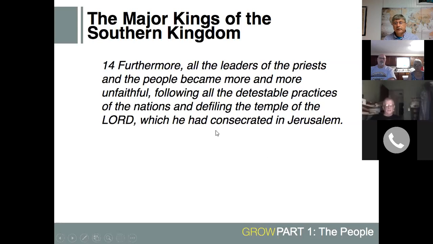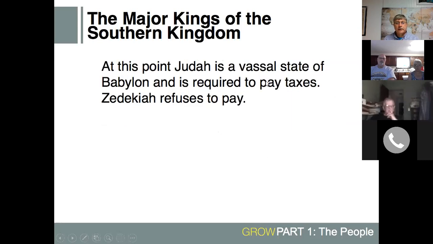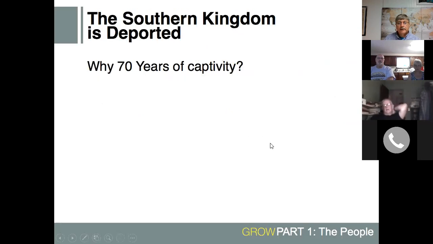So they're serving Babylon at this point. At this point, Judah is a vassal state of Babylon and is required to pay taxes. But Zedekiah refuses to pay, and Babylon and Nebuchadnezzar show up, and this is the end. It's 586, and they go into captivity.